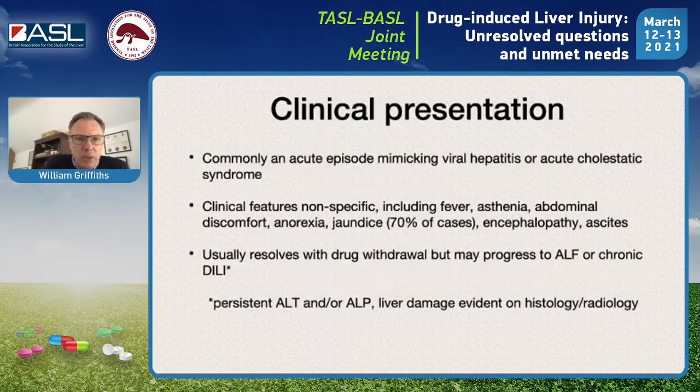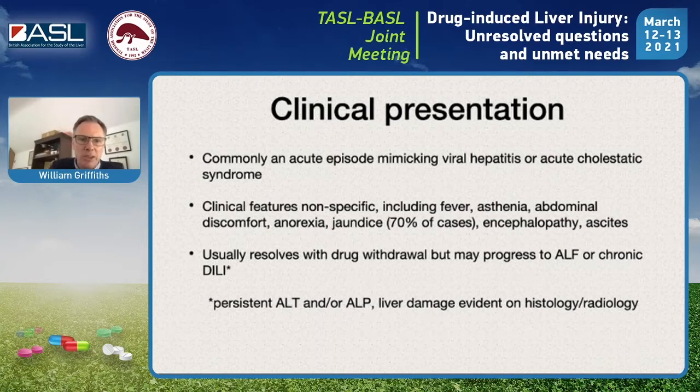So in terms of clinical presentation, we would typically see an acute episode mimicking, if you like, a viral hepatitis or an acute cholestatic syndrome. And in terms of symptoms, these are non-specific, really, and could occur in any form of hepatic presentation: fever, weakness, abdominal pain, jaundice, and in more severe cases, we might see encephalopathy or ascites.